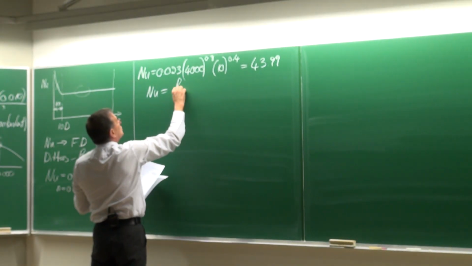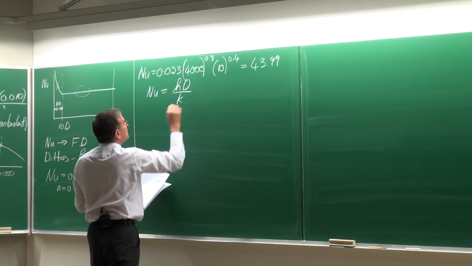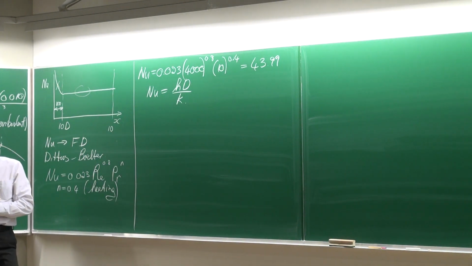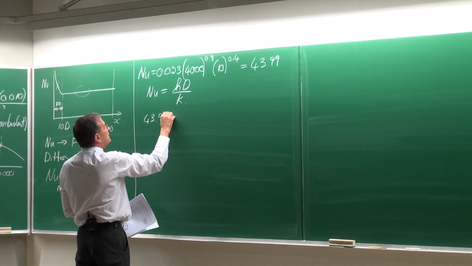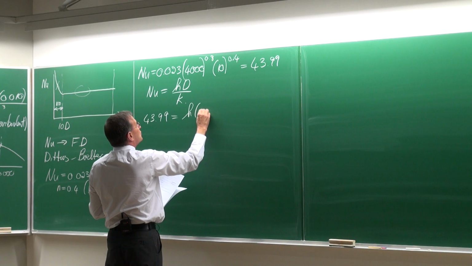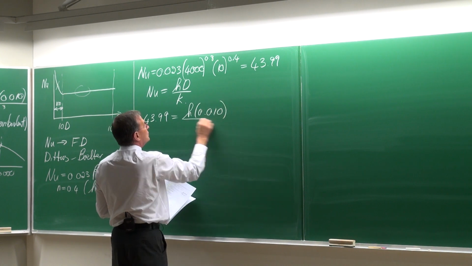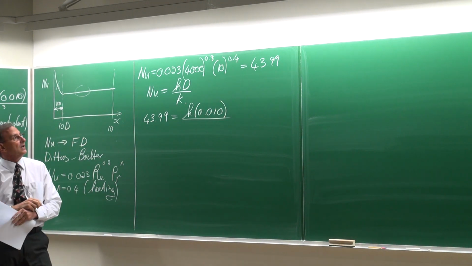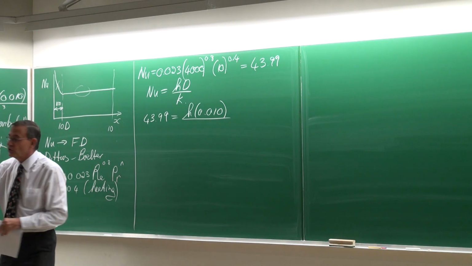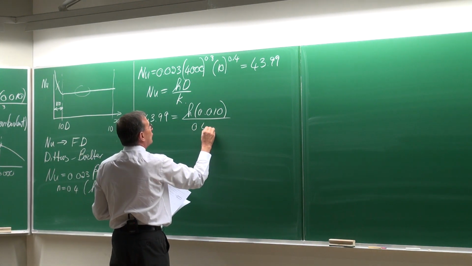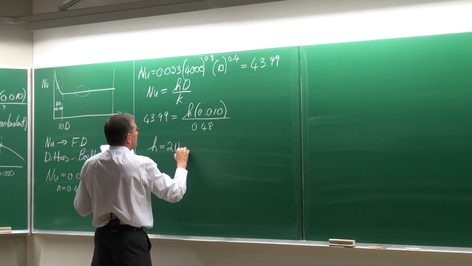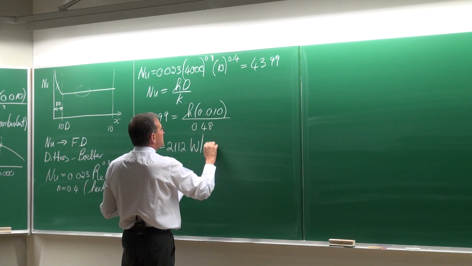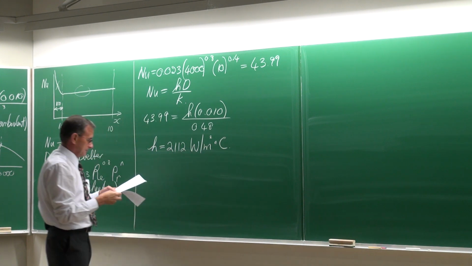Now that we've got the Nusselt number, we can say the Nusselt number is equal to the heat transfer coefficient multiplied by the diameter divided by the thermal conductivity K. Nusselt number is 43.99. It's equal to the heat transfer coefficient multiplied by the tube diameter, 10 millimeters, divided by the thermal conductivity, which is equal to 0.48. And that gives us a heat transfer coefficient of 2,112 watts per square meter degree Celsius.